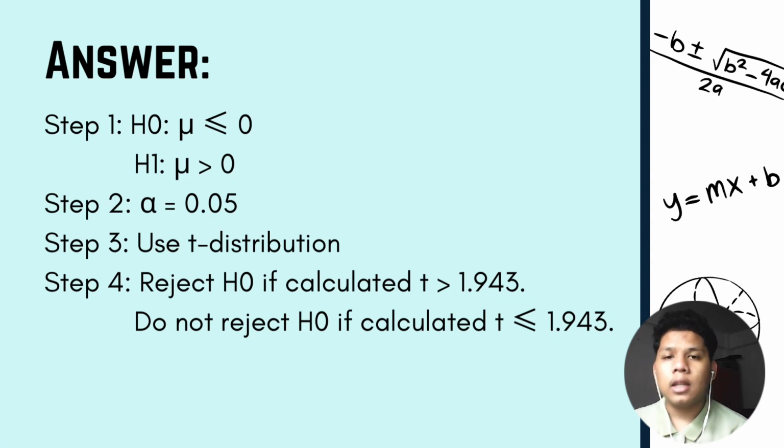And step 4, we determine the critical value, which is 1.943. How do we find the critical value? By finding the degree of freedom, which is n minus 1, sample minus 1. And we find it in the column of the significance level, which is 0.05 on a one tail test. So by finding both values, we can find the exact critical value, which is 1.943. So reject H null if calculated T is larger than 1.943. Do not reject H null if calculated T is less than or equal to 1.943.